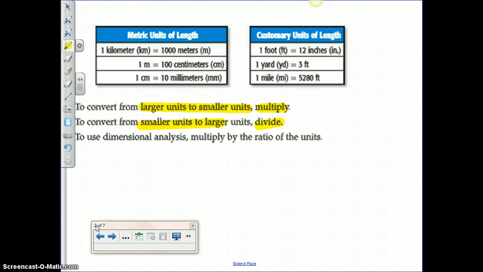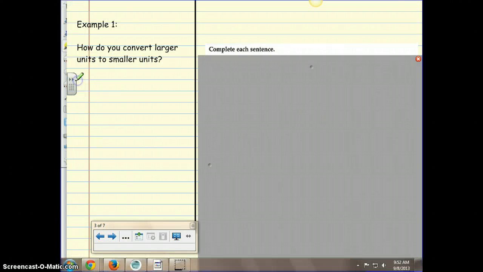And one thing that you can use on all of these conversions is dimensional analysis. And I know that's something that you mastered last year, but we'll review again in this lesson. Remember, that means you're just multiplying by the ratio of the units. All right. So let's start off with example 1.